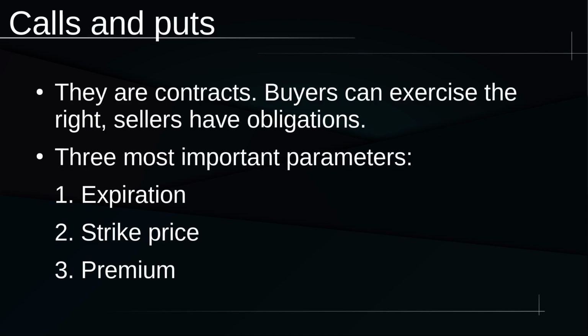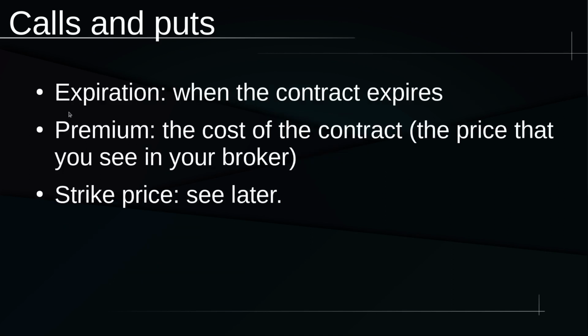First of all, calls and puts are contracts. Buyers can exercise the rights, sellers have obligations. The three most important parameters are expiration, strike price, and premium. The expiration is when the contract expires. The premium is the cost of the contract. Basically, this is the cost that you see in your broker. It's the price that's printed. For example, sometimes you want to buy some call contract and you see $1.5. That's basically the premium. Strike price, we'll see later.